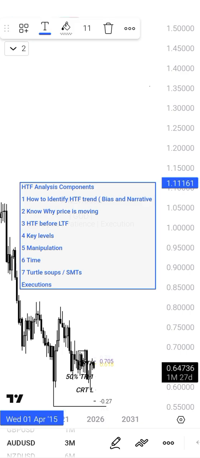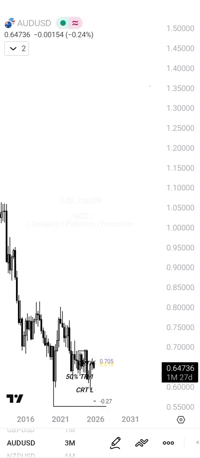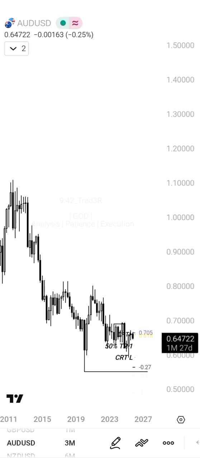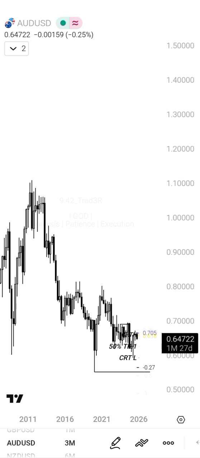So let's dive into today's topic, which is how to identify higher time frame trend. Your ability to identify the higher time frame trend will give you an edge over the lower time frame. Without a proper higher time frame trend in mind, when you go hunting on the lower time frame, you're likely to be burnt and exhausted, because the lower time frame is not in alignment with the higher time frame.